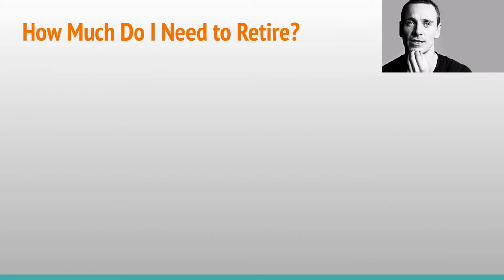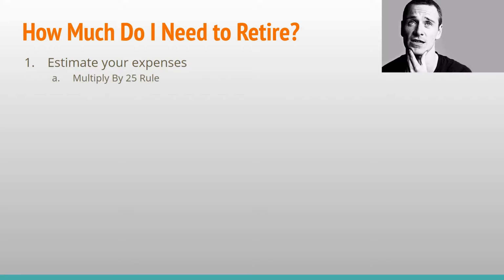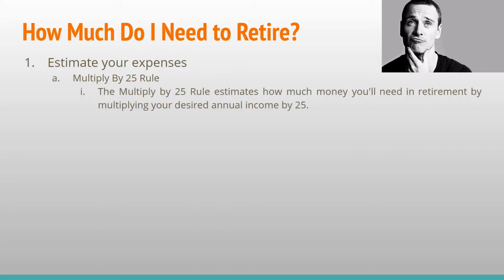Let's jump right into it. So the first thing that you need to determine is how much do you need to retire? Okay, so the first step is to estimate your expenses. So, paano mo ba magagawa yun? Meron tayong different steps kung paano ma-determine yun. Yung una is the multiply by 25 rule. Let's discuss it a little bit further.